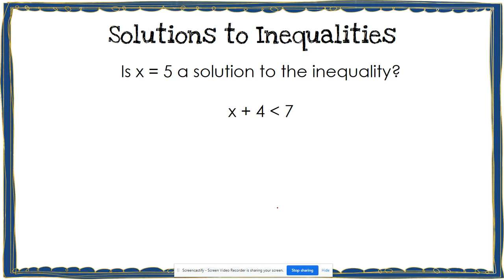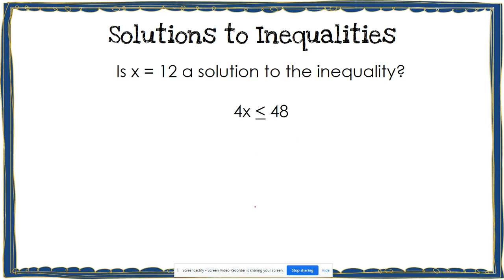Is x equals 5 a solution to the inequality? Well, again, I can plug in 5 for x, so I would write 5 plus 4 is less than 7, and then I would solve 5 plus 4 to get 9, and then I have 9 is less than 7. Well, now I need to ask myself, is this true? Is 9 less than 7? Well, no, I know that 9 is actually greater than 7, so this is not true, which means x equals 5 is not a solution to the inequality.